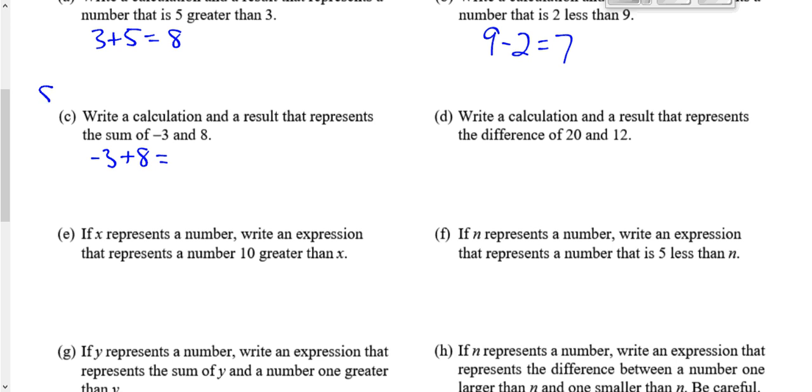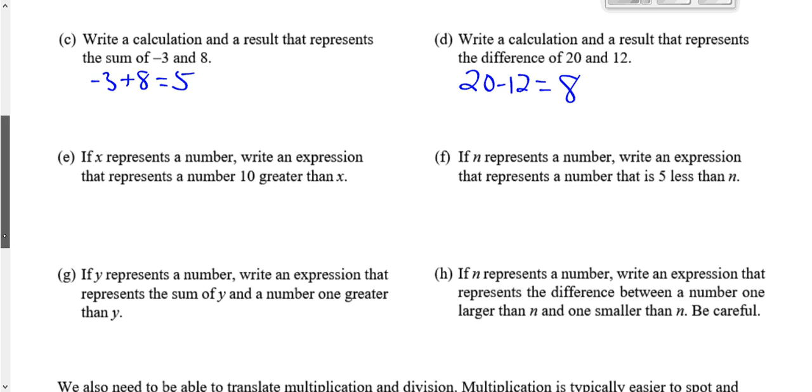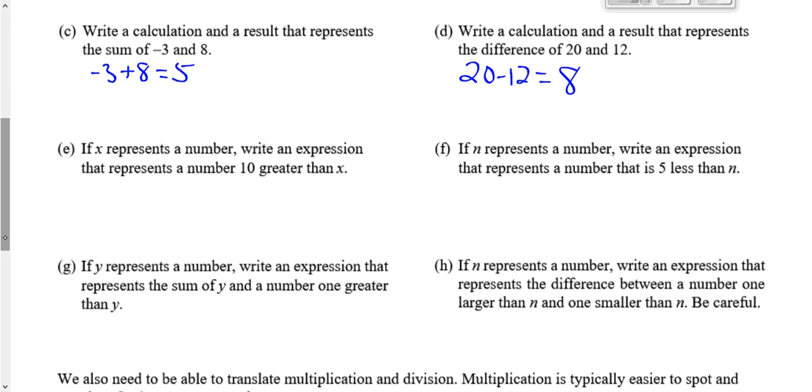If I was doing it as 8 plus negative 3, then I'd want the parentheses, right? Okay. What is that equal? 5. You weren't wrong when you said 8 minus 3, but it literally says the sum of. But then you could convert it to 8 minus 3, be correct, right? You know, work with it. That's fine. D, write a calculation that represents the difference of 20 and 12. 20 minus 12 equals 8. E. Now I've got an X in here. If X represents a number, write an expression that represents a number 10 greater than X.